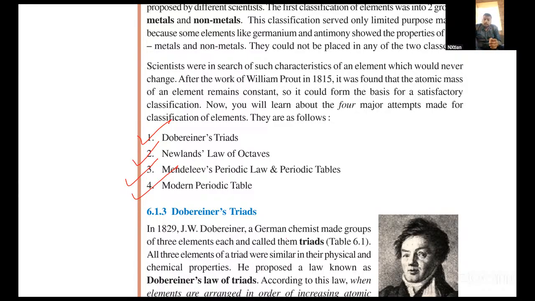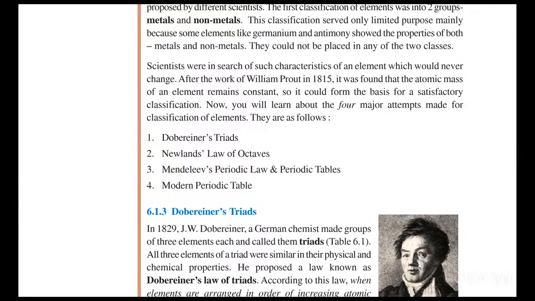Why? Because if we directly learn about the modern periodic table, we will not be able to understand what struggles the previous scientists had. That's why we are reading all these things. Once somebody asked me why we are reading about these scientists if we are following the modern periodic table. The answer is that only. They give the modern periodic table so that we can understand the struggles or failures, why the previous scientists failed, so that we can know that now we came to this part. Did you understand? Yes or no?